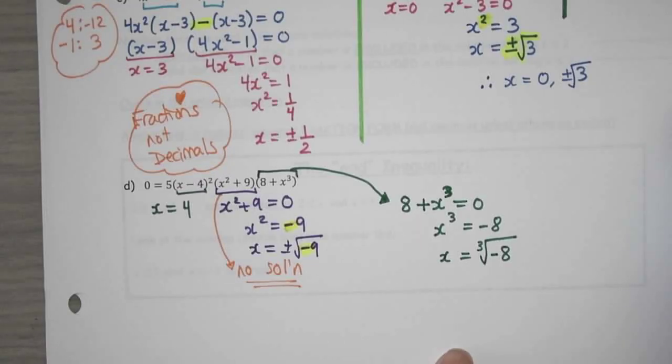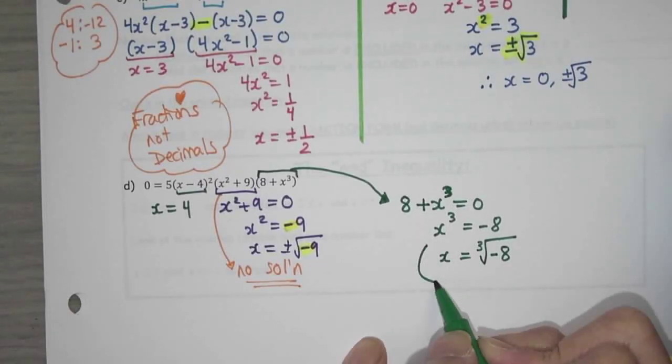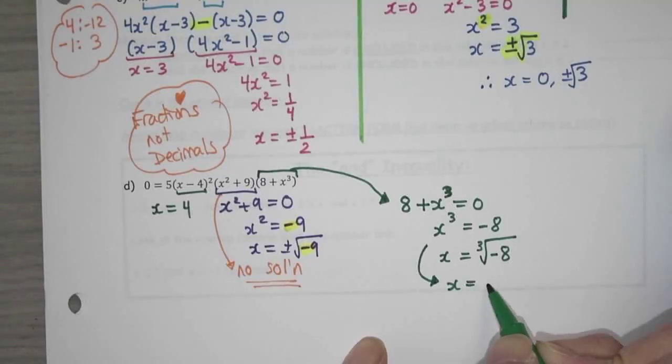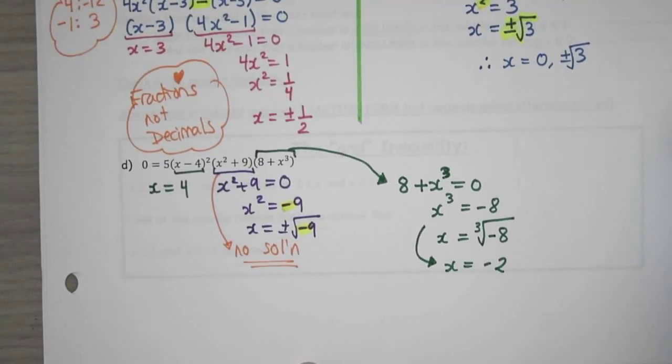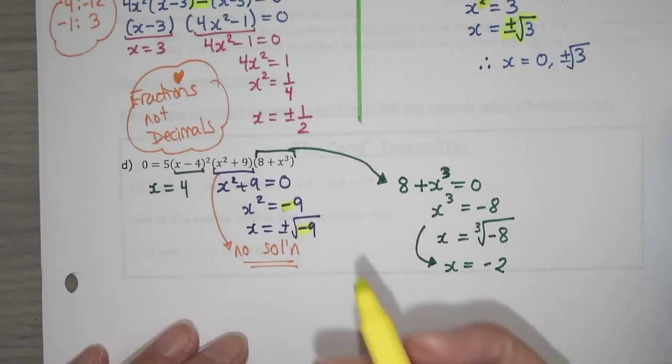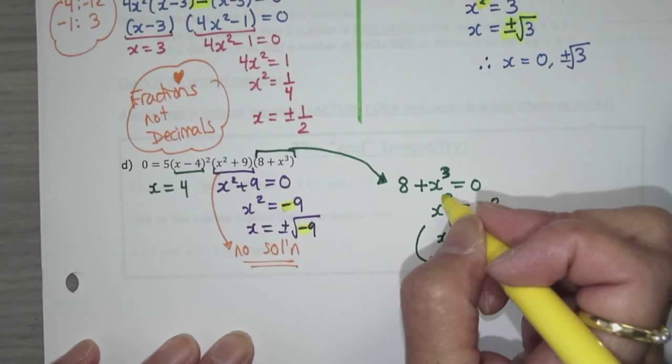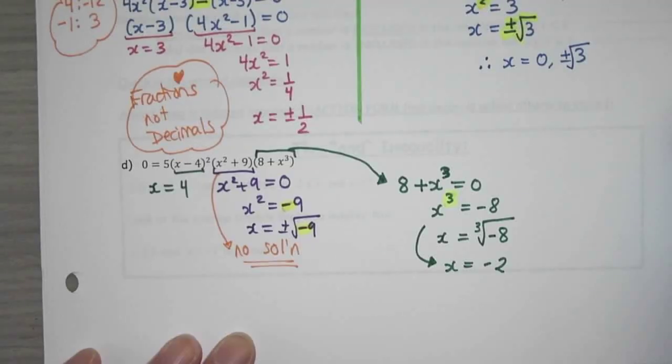You can skip that part, you don't have to show me that. You can go here to x equals -2. It's only -2, not positive negative. We only do the positive negative for squared, but for third roots, it's only going to get one answer. So don't do an auto thing.